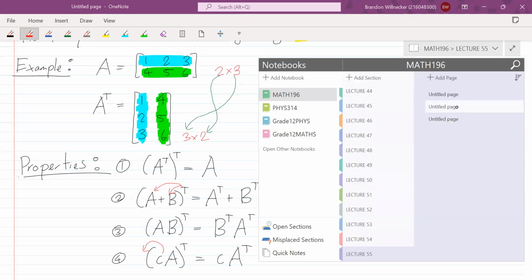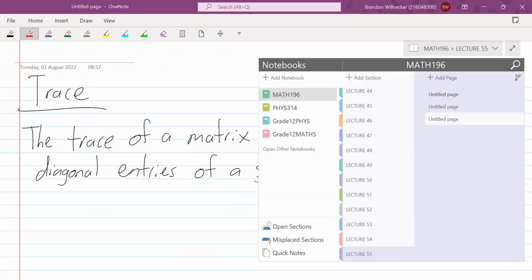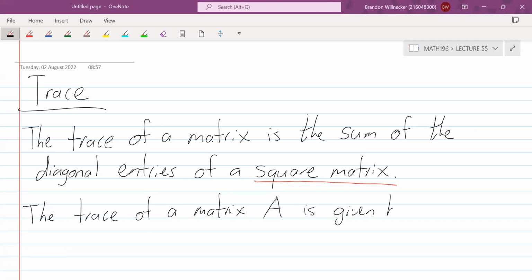If we go back to the transposition here, we see that it works for any size matrix, because you're just swapping rows and columns. However, for the trace, it only works for a square matrix. The trace of a matrix A is given by TR of A. So the function name is TR, meaning trace.